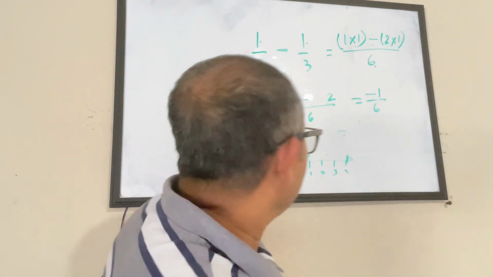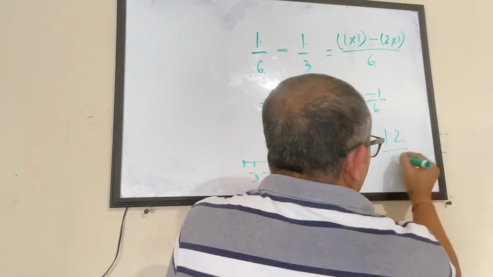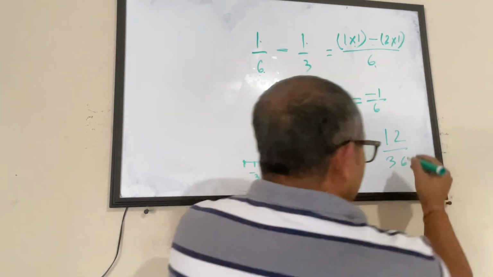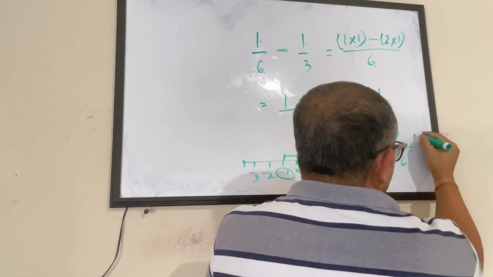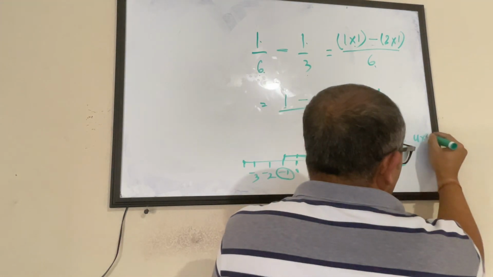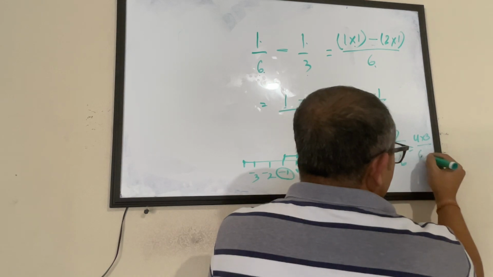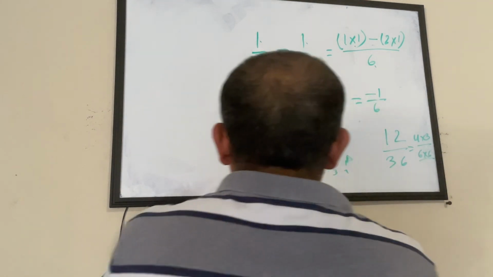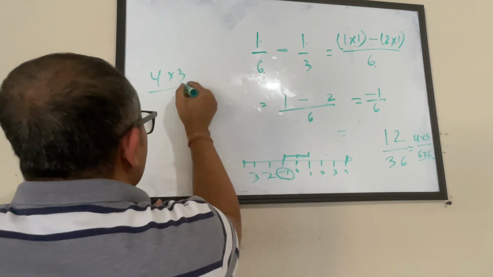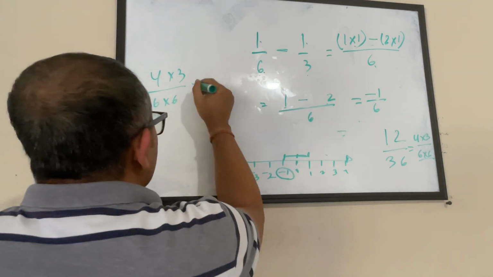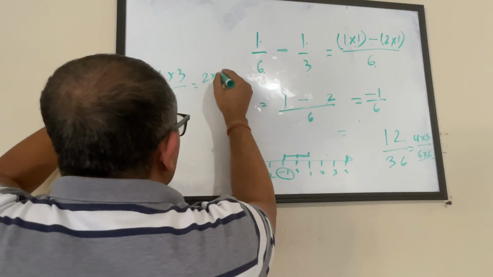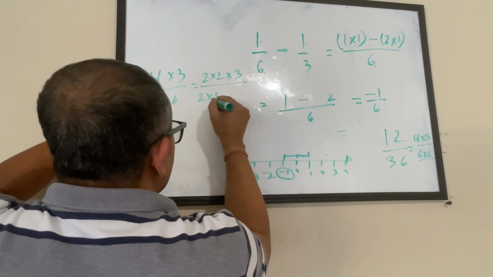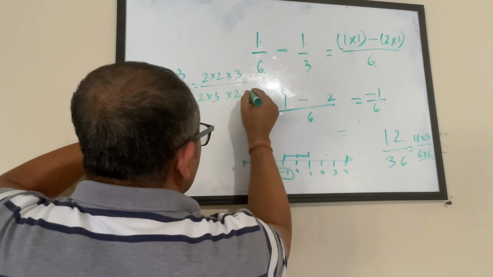If I have 12 by 36, it looks complicated to me. What I can do is, I can simplify it. I will say, okay, 12 I can write as 4 into 3, and 36 I can write as 6 into 6. Can I break it further? 4 I can write as 2 into 2 and then 3 remains 3. 6 I can write as 2 into 3 and this 6 also I can write as 2 into 3.